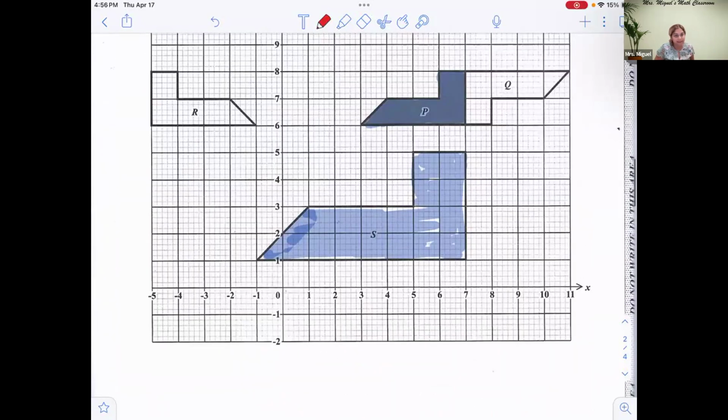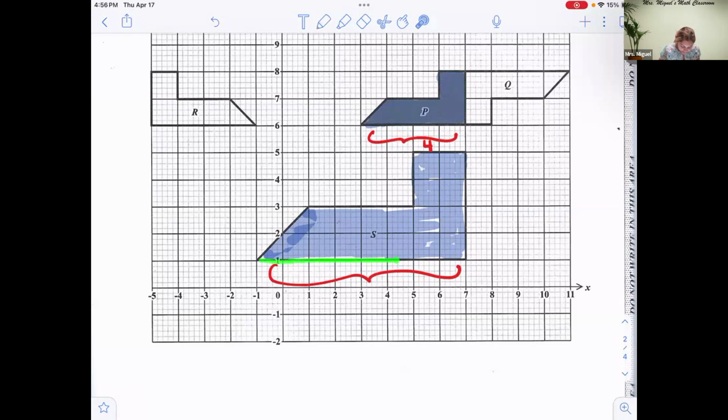Right. A couple of things. How much bigger has it gotten? Could we work out how much bigger it has gotten? Well, this is 4 units. How many units is this? So we could work out the scale factor. How many times did I take P and make S? We could work it out.